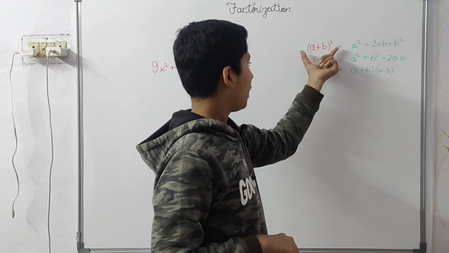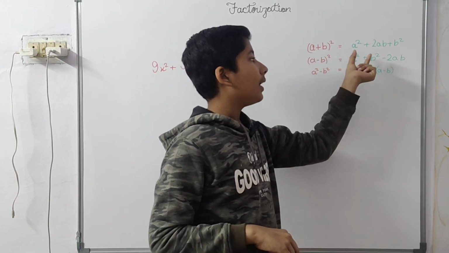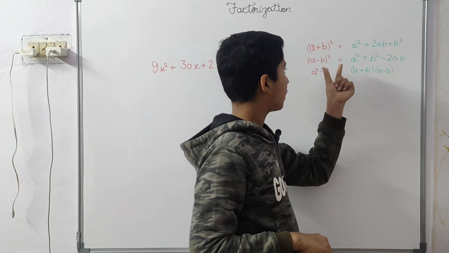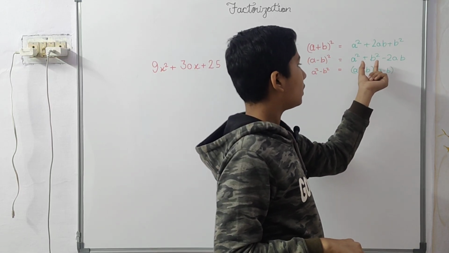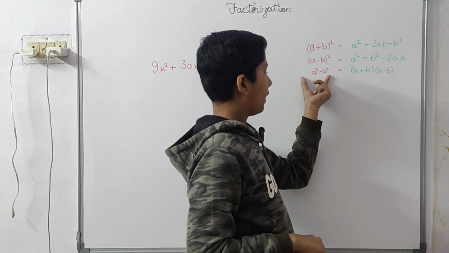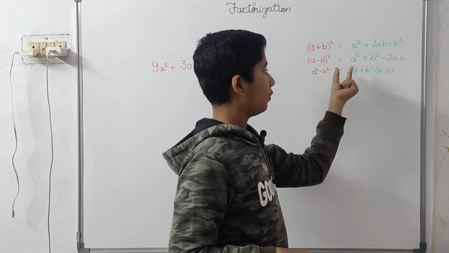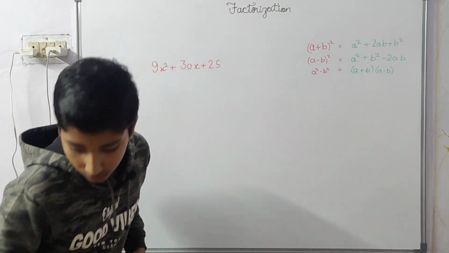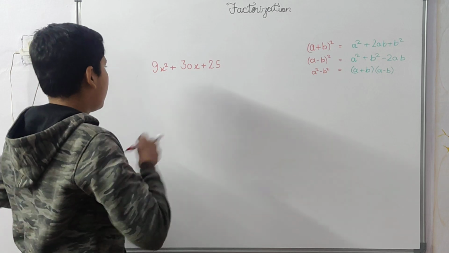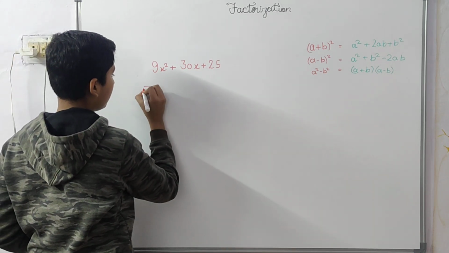Speak after me. A plus b whole square equal to a square plus 2ab plus b square. A minus b whole square equal to a square minus 2ab plus b square. A square minus b square equals a plus b into a minus b. Now we will do it with identity.